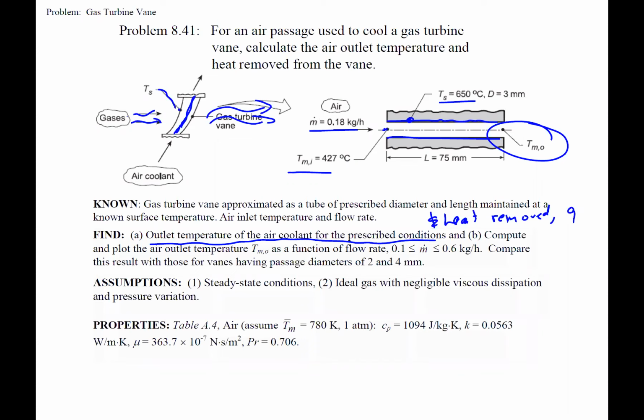And then part B is that parametric study. So we're looking at the schematic. Which situation do we have? Do we have constant heat flux, constant surface temperature, or constant external fluid temperature?